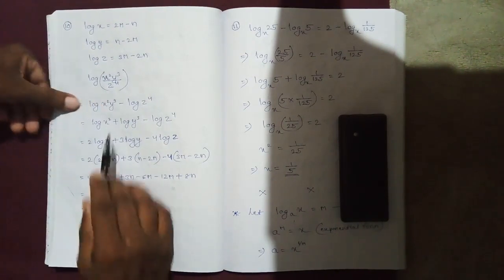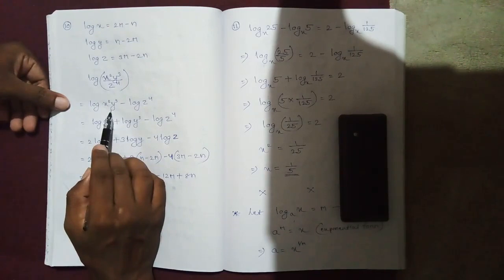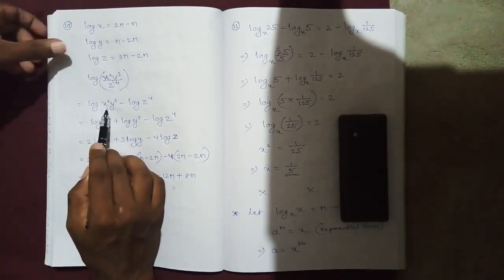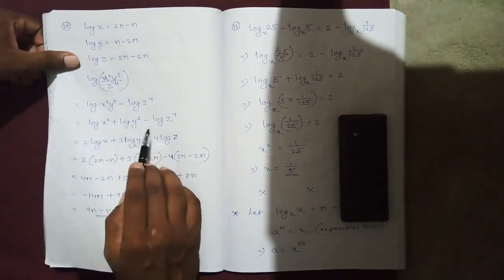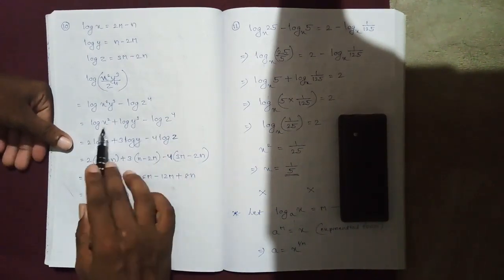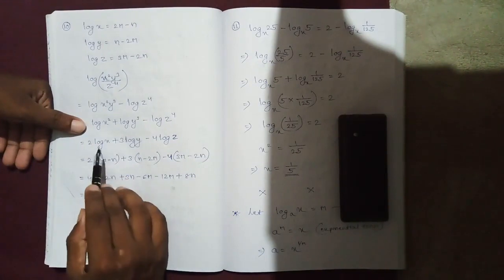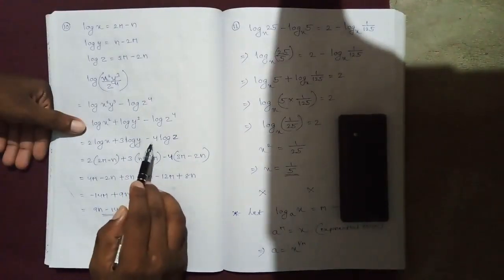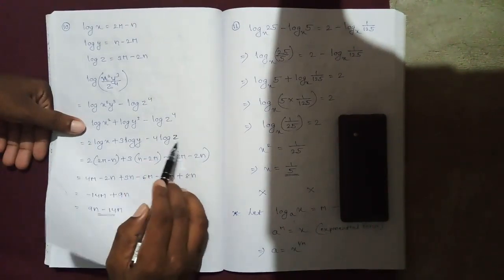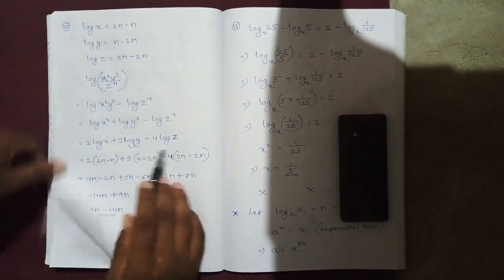Now this is in the form of log ab, so you can use the product law of logarithm. Log ab is equal to log a plus log b. So log x square plus log y cube minus log z power 4. Now everywhere we will use the power law. So 2 log x, then log y power 3 means 3 log y, minus log z power 4 means 4 log z. So 2 log x plus 3 log y minus 4 log z.